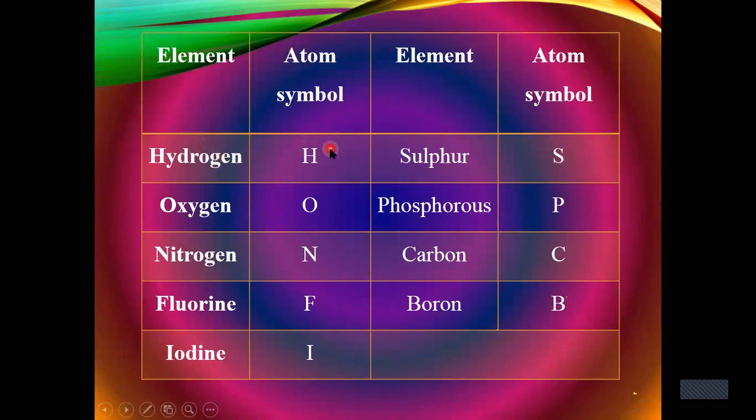Here are elements with the first letter only: hydrogen, oxygen, nitrogen, fluorine, iodine, sulfur, phosphorus, carbon and boron. These nine elements use the first letter only. To remember them: FB Phonics. F fluorine, B boron, phonics: P H phosphorus and hydrogen, O N oxygen and nitrogen, I iodine, C carbon and S sulfur.